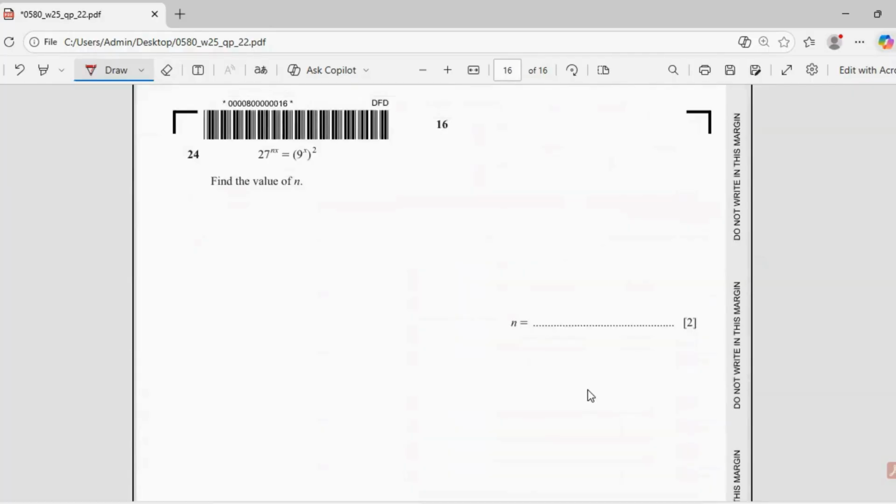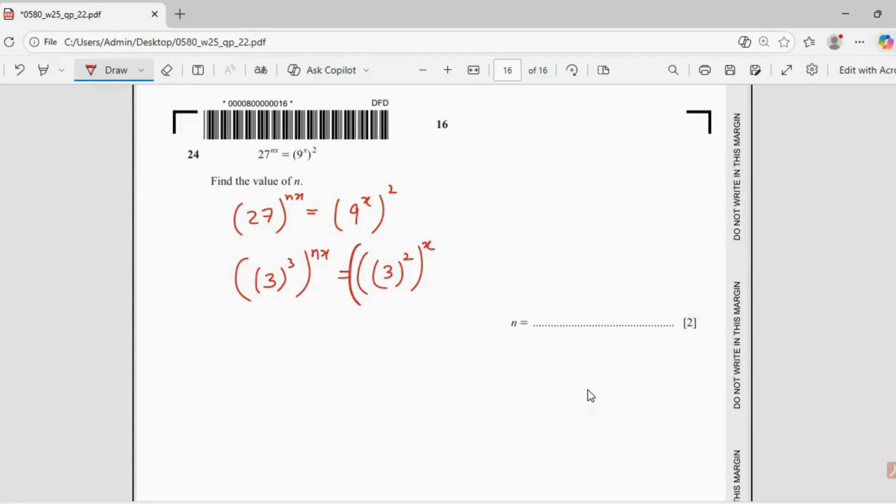The last question: find the value of n. So 27 to the power of nx is equal to 9 to the power of x squared. This can be written as 3 to the power of 3, to the power of nx, and this can be written as 3 to the power of 2, to the power of x squared. This can be written as 3 to the power of 3nx, and this can be written as 3 to the power of 4x. So that means the bases are equal. We can write 3nx equals 4x. x gets cancelled out. n is equal to 4 by 3.